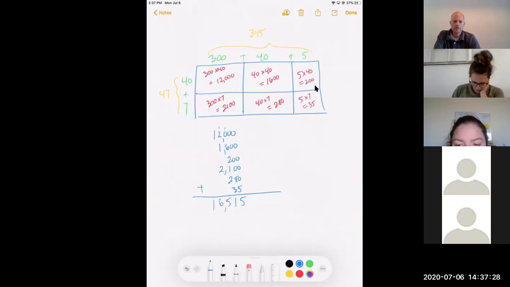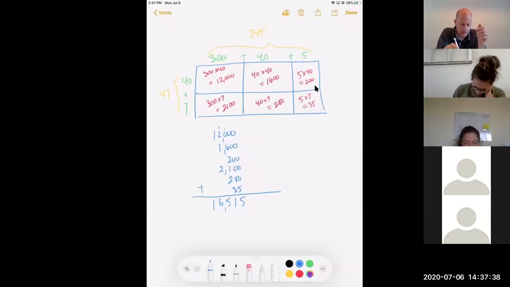Okay, so there's the open box method again. What's great is that we're multiplying this way, but then we also keep our middle and then one of our dimensions, the top or the side, and we can do division that way too. So that's how I've seen my kids do division, but we'll get to that later. Any questions before we depart?